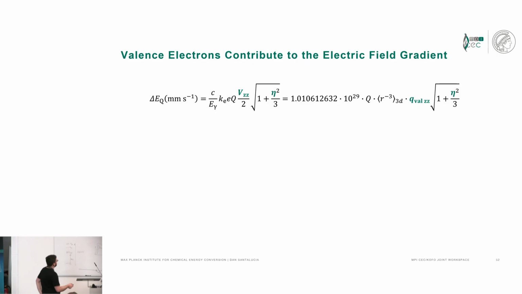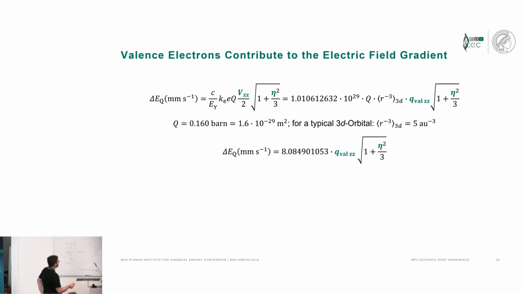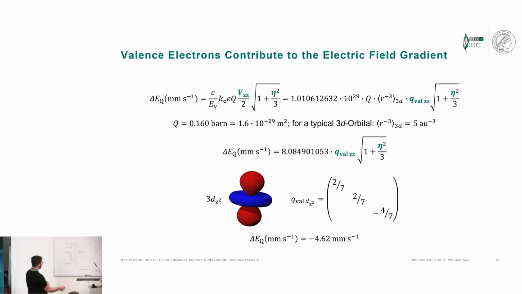But I want to focus on d electrons, so let's go ahead and plug and chug a bit. And we can think, for example, about looking at 3D orbitals and see, based on the value of Q and a typical 3D orbital being about 5 per cubic atomic units, that we end up at this expression. The valence ZZZ contribution, and then about 8.1 times that, and then the asymmetry parameter comes in if there's some differences in the XY direction. So for example, for a dz squared orbital, you're going to get about minus 4.62 millimeter per second if you were to populate that with 1 electron.